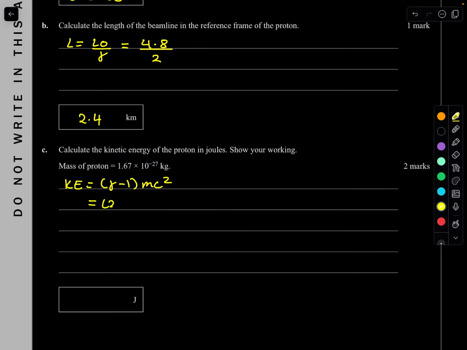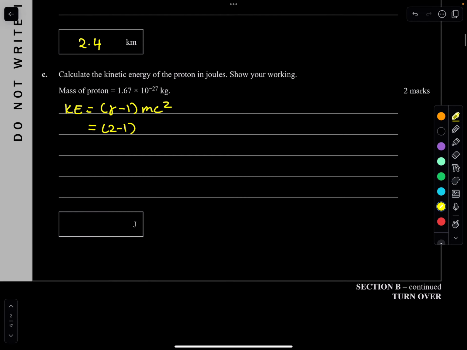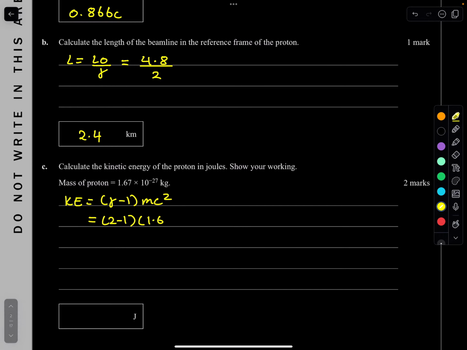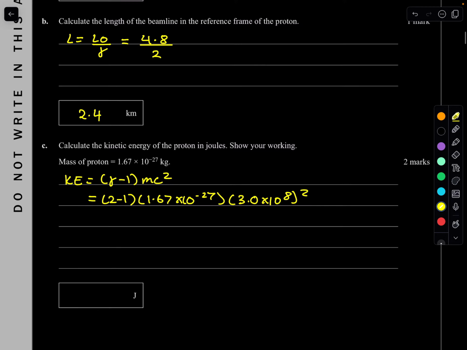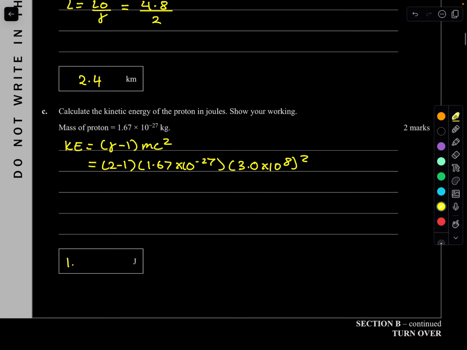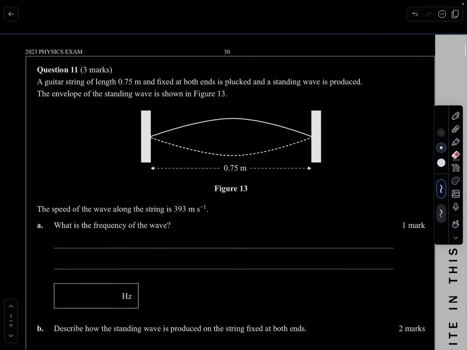So basically, it's going to be 2 minus 1, the mass of the proton, which is 1.67 times 10 to the negative 27, times your c squared, which is 3.0 times 10 to the power of 8, squared. So that's going to give me 1.67 times 10 to the negative 27, times 3.0 times 10 to the power of 8, all being squared. That gives me 1.50 times 10 to the power of negative 10 joules. Beautiful.